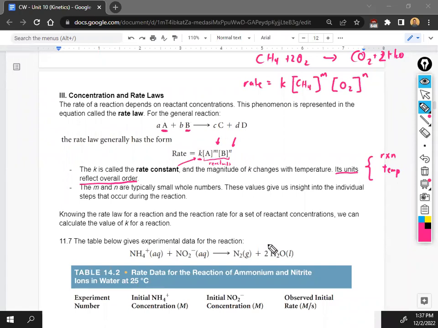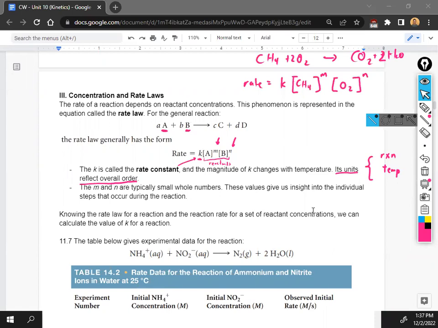Yeah, of course. What's up? So the rates are based on reactants. Wait, so what are the lower cases? So those are your exponents, small whole numbers, and we'll talk about how to find those in a sec. You're going to have to figure out m and n, and we'll go over that in a second.